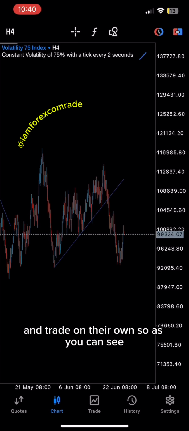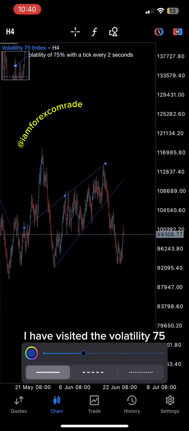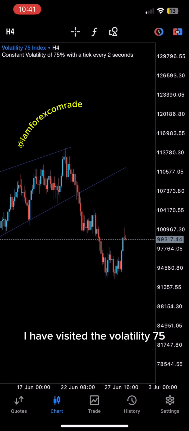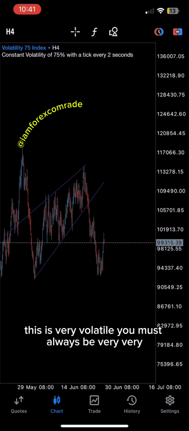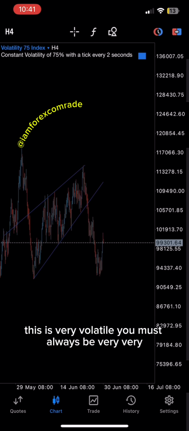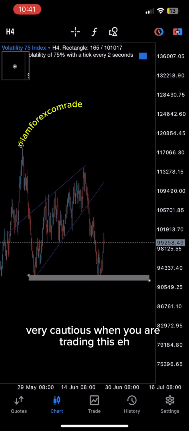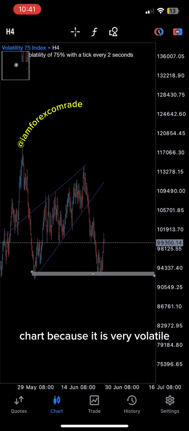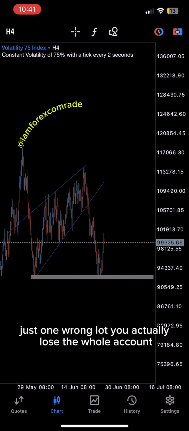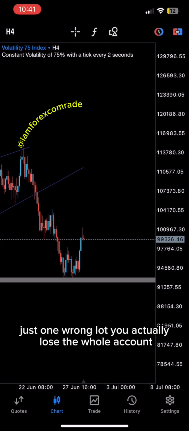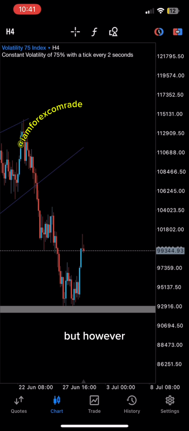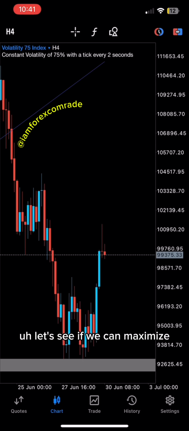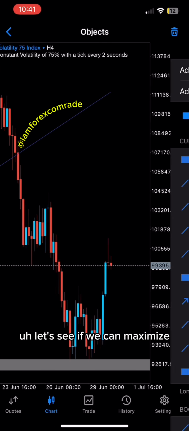So as you can see, I've visited the volatility 75. This is very volatile. You must always be very, very cautious when you are trading this chart, because it is very volatile. Just one wrong lot, you actually lose the whole account. But however, let's see if we can maximize.